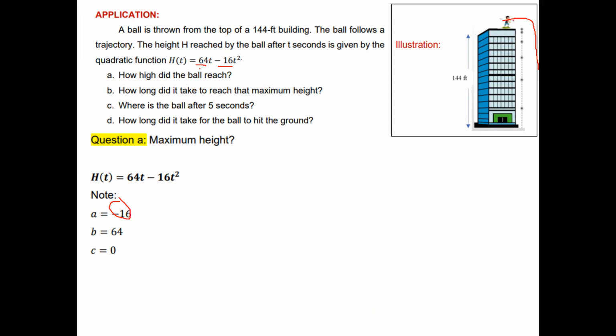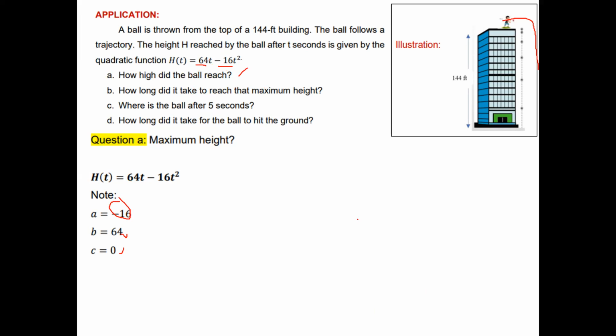And then, ang b natin is 64. Eh, walang c, 0 siya. Okay? How high is the ball? So, yan ang tanong. So, paano natin yan bibigyan ng katugunan ngayon? Hindi ba ang height ng building is 144 feet?